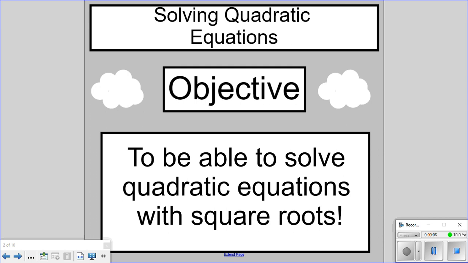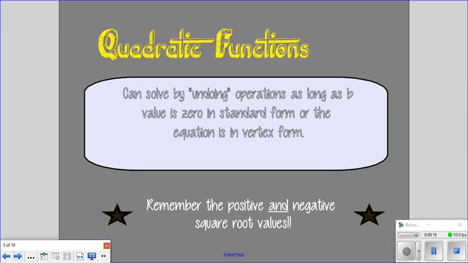Today we're going to be solving quadratic equations using algebra. So our objective is to be able to solve quadratic equations with square roots. Quadratic functions can be solved by undoing operations as long as your b value is 0 in standard form or the equation is in vertex form. Remember the positive and negative square root values.